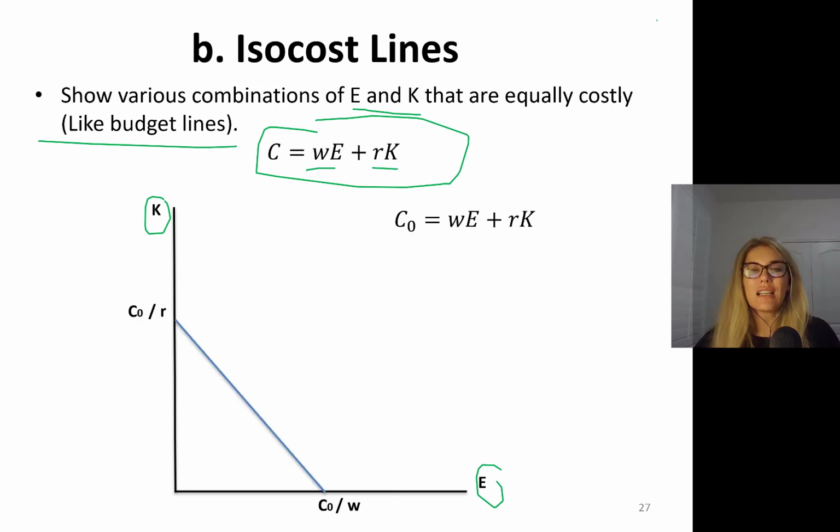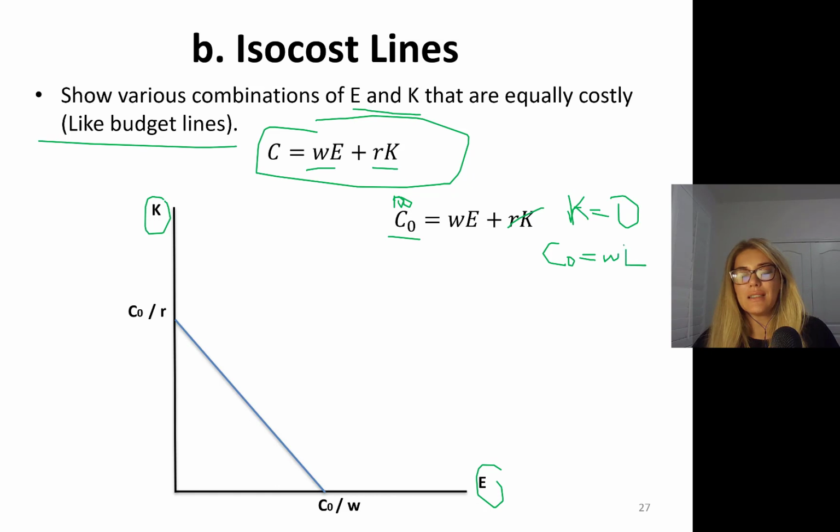If you want to draw this, pick a level of cost. I put C0. This could be 100. Let's look at extreme points. If K is 0, that means I am only hiring labor. This thing will disappear, so you have C0 equals WL. That means you can hire C0 divided by W. This is the most labor you can hire.